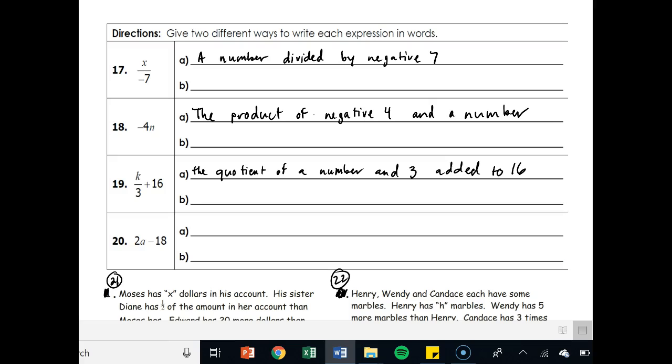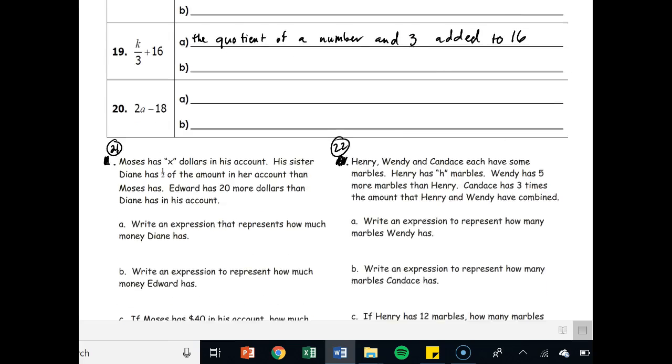If you go to the back side, it says give 2 different ways to write this expression in words. So for 17, I gave you one way, a number, x, divided by -7. Another way to write this would be the quotient, because the word quotient also means division, of a number and -7, right? The variable is just going to be that thing that you don't know, a number, right? For 18, I'll allow you to do that, but one of the ways is the product of -4 and a number. Notice how when I have a number next to a variable, it means multiplication. 19, I've done one of them for you. You come up with another one, and then 20, you come up with both of them, right?